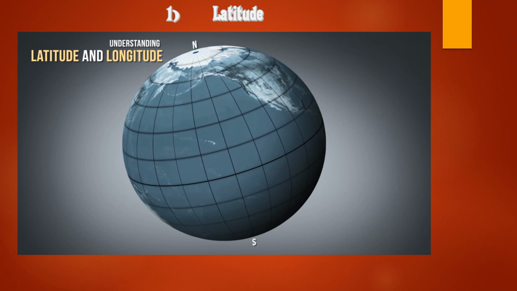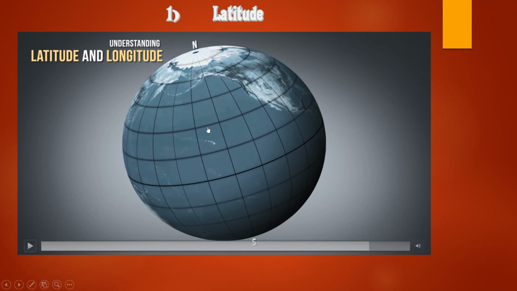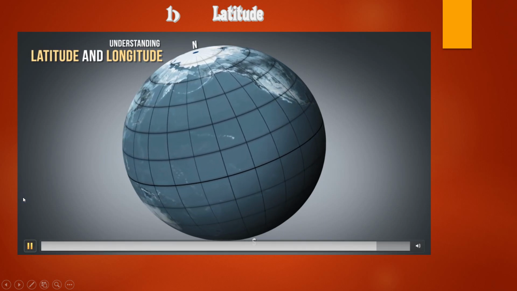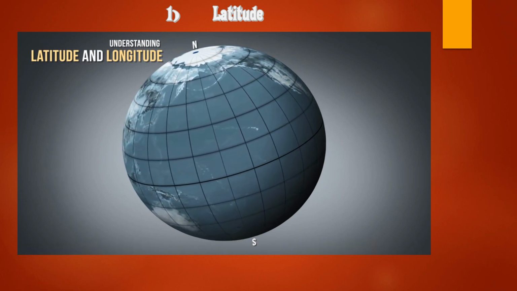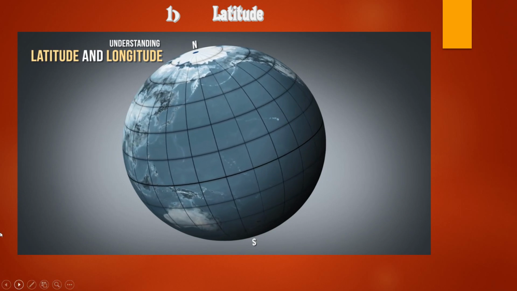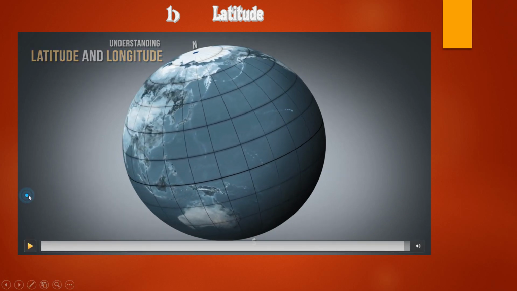In this way you can see they make the cross, and we will come to know in which cross exactly we are. So this is the Pacific, the back side of the earth. So this was all about latitude, north pole, south pole.